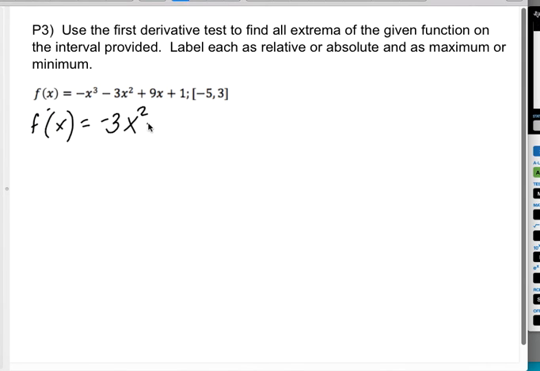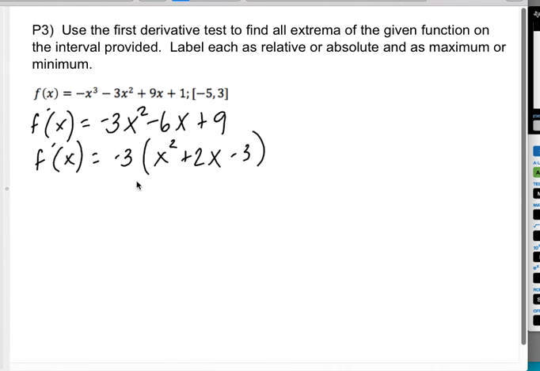Negative 3x squared minus 6x plus 9, right? You don't have to take out a GCF of negative 3, but I'm going to. So I'm going to make this a negative 3 times an x squared plus a 2x minus a 3. I'm going to go ahead and fully factor this because I recognize that it's really likely I'm going to need to have the factored form to find all the zeros.